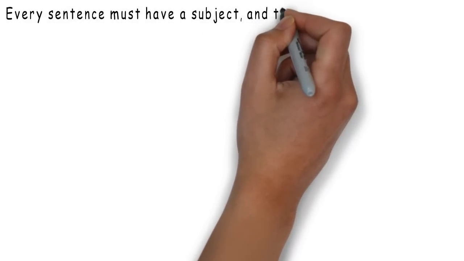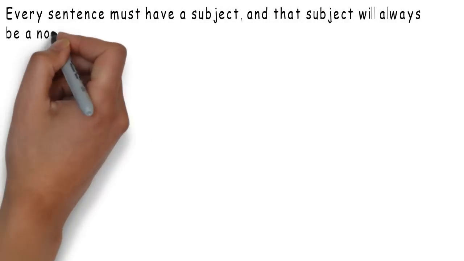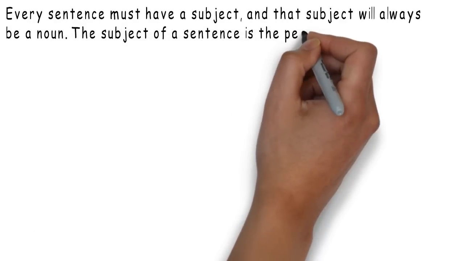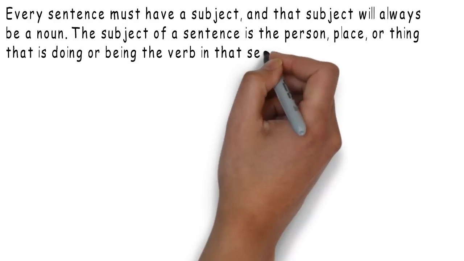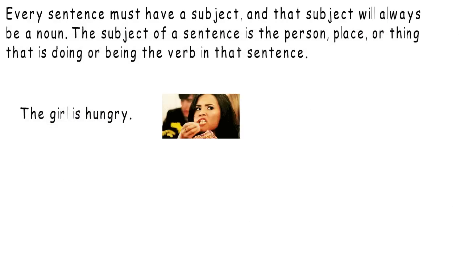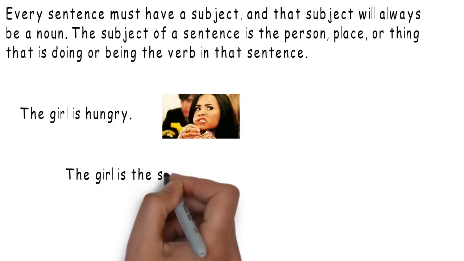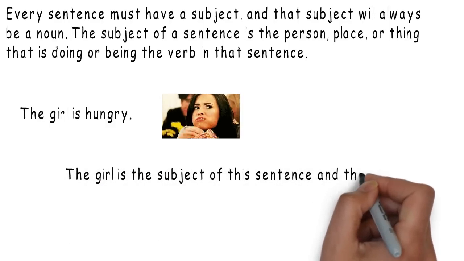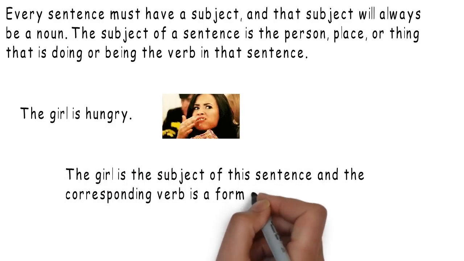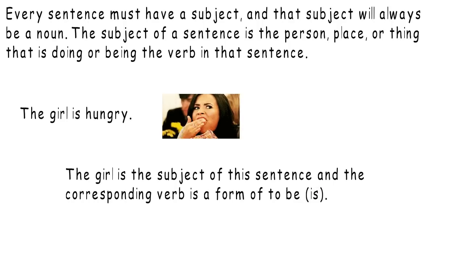Every sentence must have a subject, and that subject will always be a noun. The subject of a sentence is a person, place, or thing that is doing or being the verb in that sentence. The girl is hungry. The girl is the subject in this sentence, and the corresponding verb is a form of the be, is.